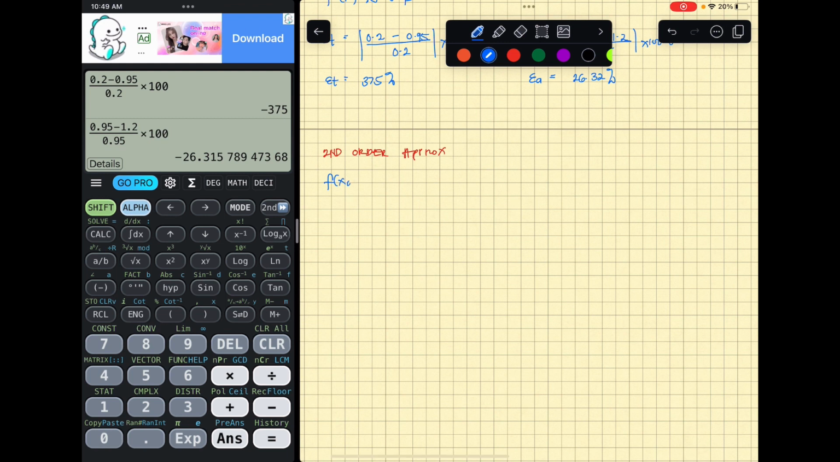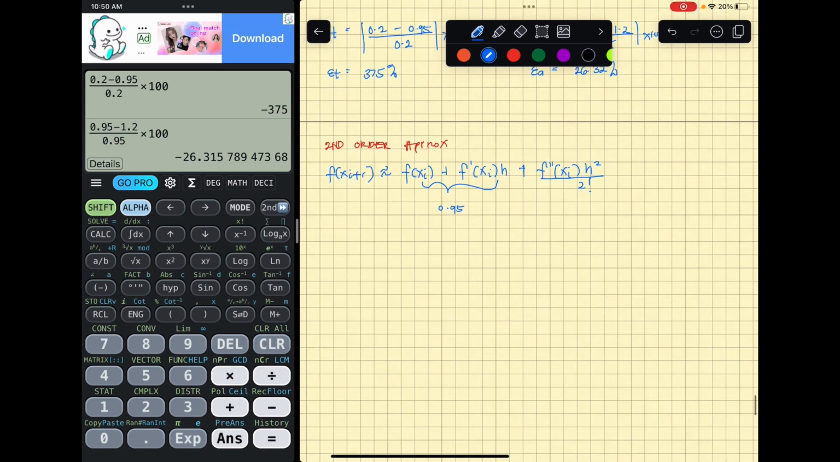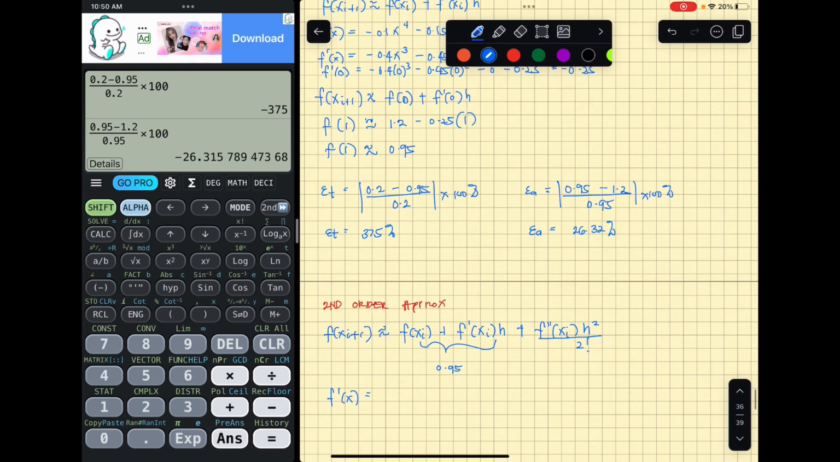So the formula: f of x sub i plus 1 is approximately equal to f of x sub i plus f prime of x sub i times h plus f double prime of x sub i times h squared over 2 factorial. But we already have this one, which is equivalent to 0.95. So in short, we need to find first, what is f prime of x, which is negative 0.4.